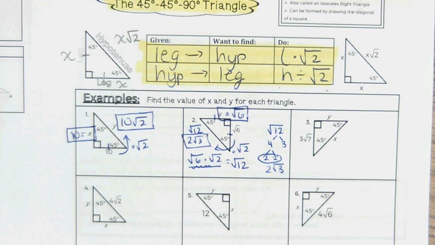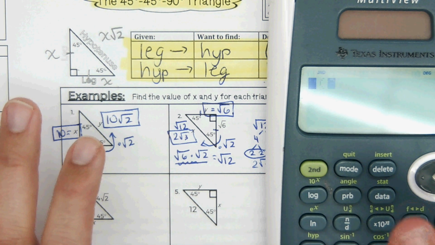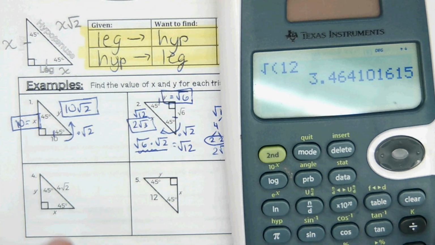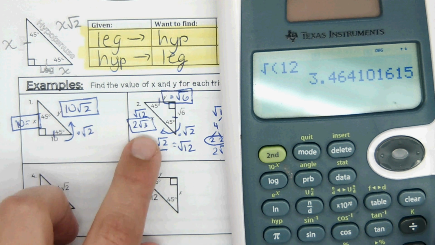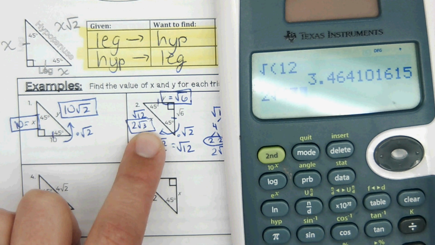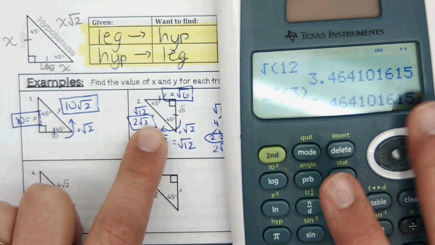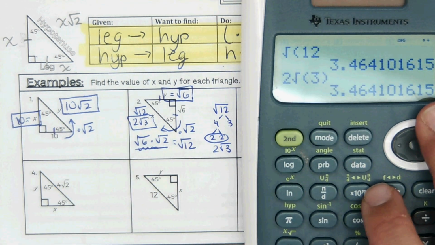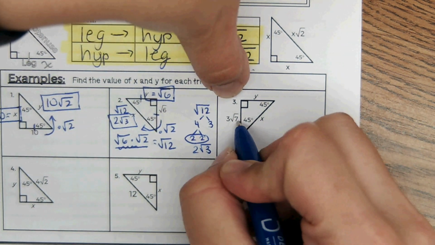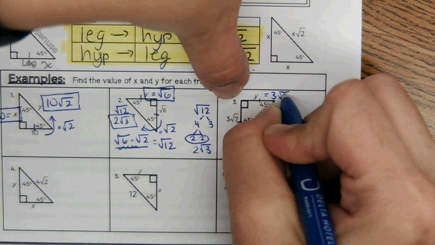If you can't get the simplifying, you could use a calculator, and if you do square root of 12, you would get this decimal. And then if all the answer choices looked like this, you could plug them in the calculator and figure out which one equals that. If the simplified version is equal, it should equal the same decimal, so you can use that if needed to check yourself.